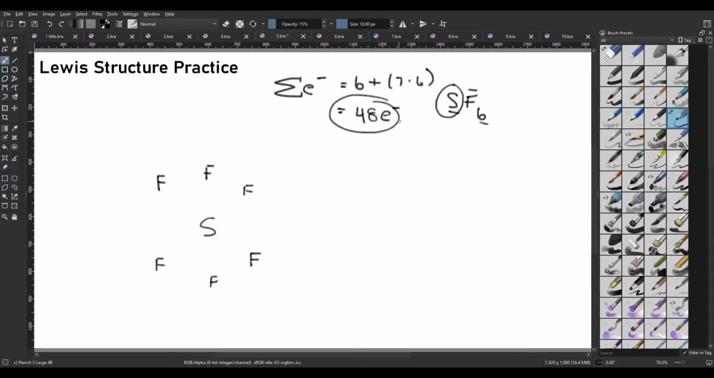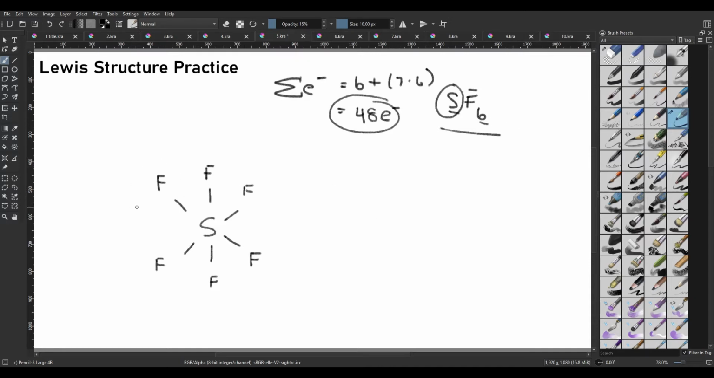Now obviously we know that this is going to be bonded. The sulfur is going to bond to all of these because it is a single compound here. We can draw our lines to these fluorines. So 2, 4, 6, 8, 10, 12. So we've used 12 of our 48 electrons. Now the rest of them, where do we put them?